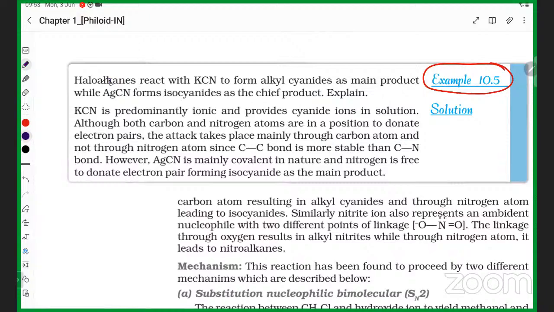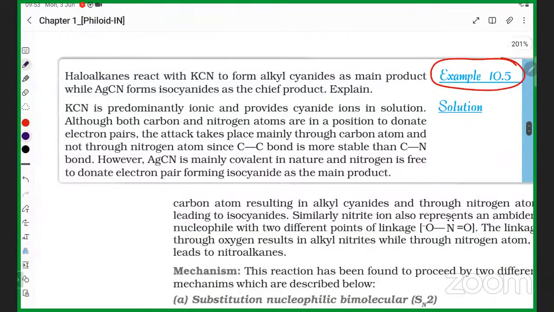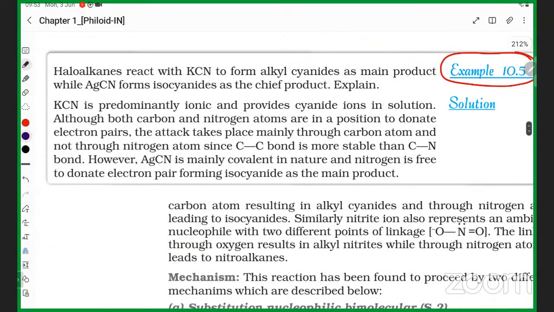KCN is predominantly ionic and provides cyanide ions, where both carbon and nitrogen are in a position to donate electron pairs. The attack is expressed mainly through the carbon atom and not through the nitrogen atom, since the C-C bond is more stable than the C-N bond. However, AgCN is mainly covalent in nature, and nitrogen is free to donate an electron pair, forming isocyanide as the main product. Can you understand this?